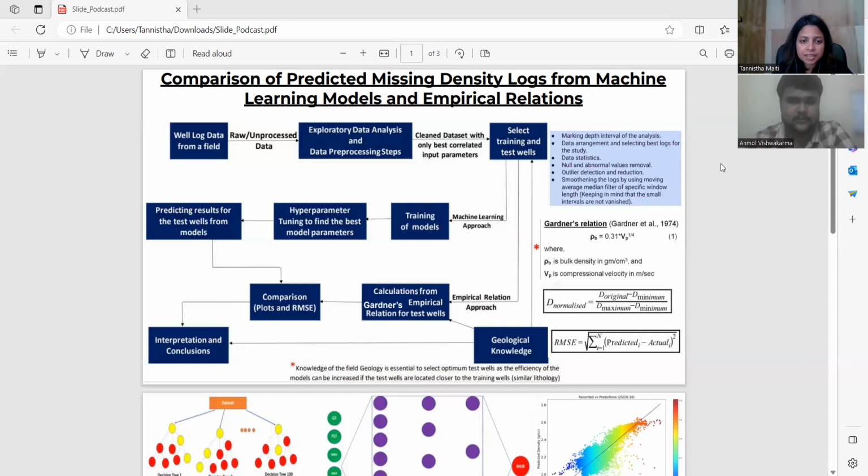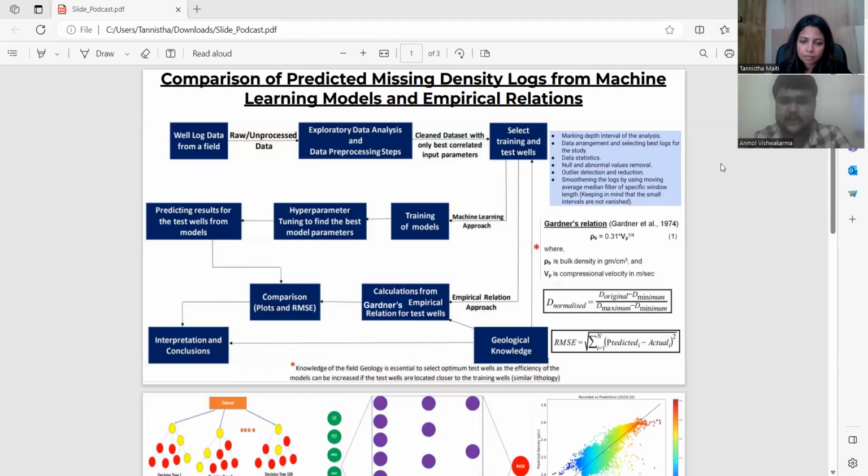So should I start with the explanation of the workflow? Yeah, sure. We do see a regular machine learning workflow. So we have raw well logs from the field. From those well logs we do some pre-processing steps and exploratory data analysis, in which we remove the outliers, we check the correlation between all the parameters, and we do some normalization steps as well. We are making the data ready to apply the training for the machine learning models.